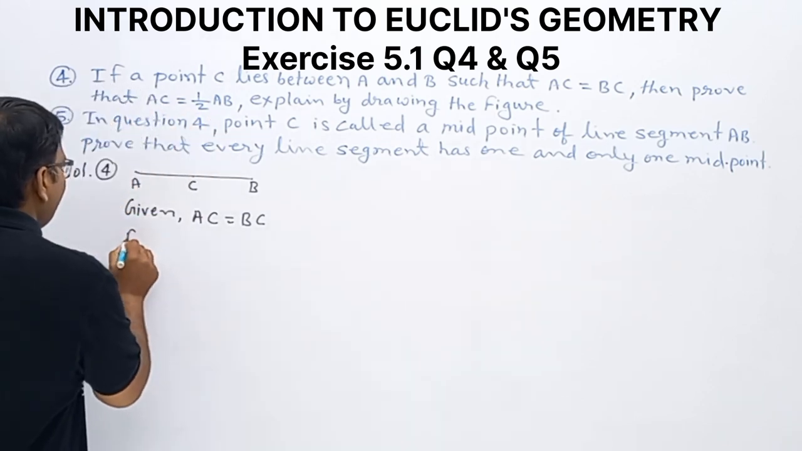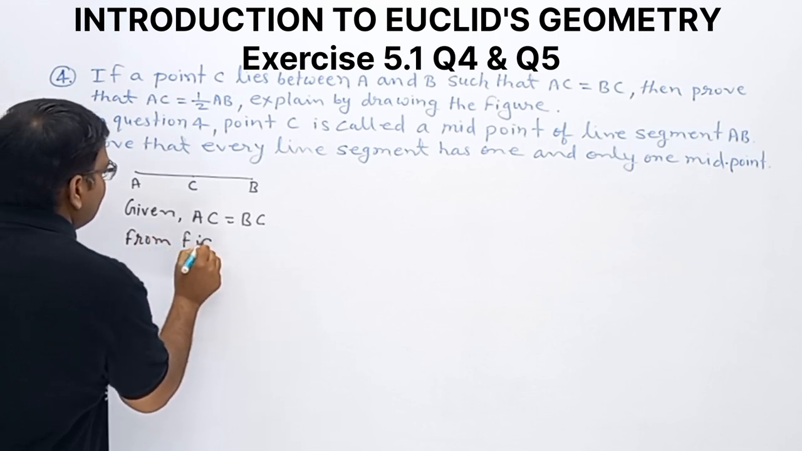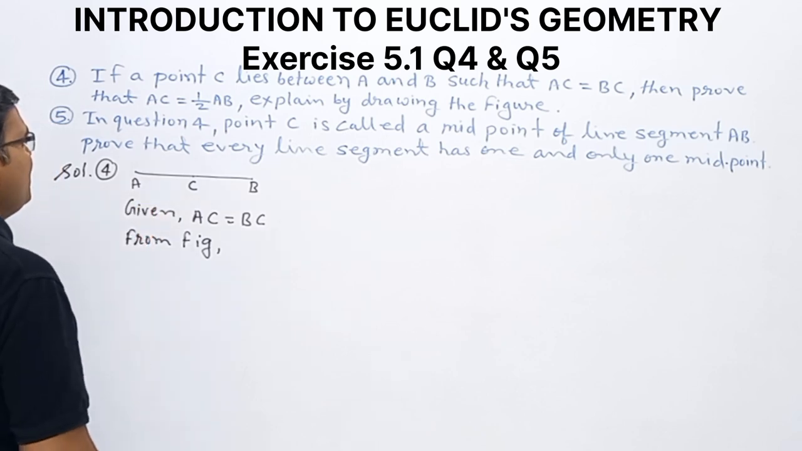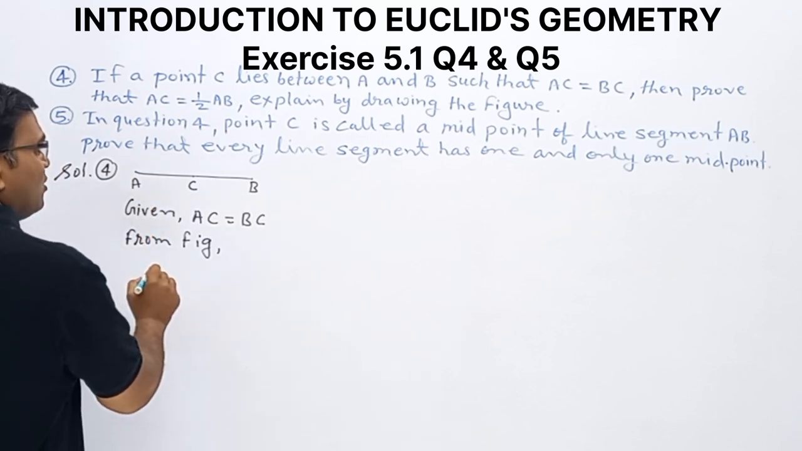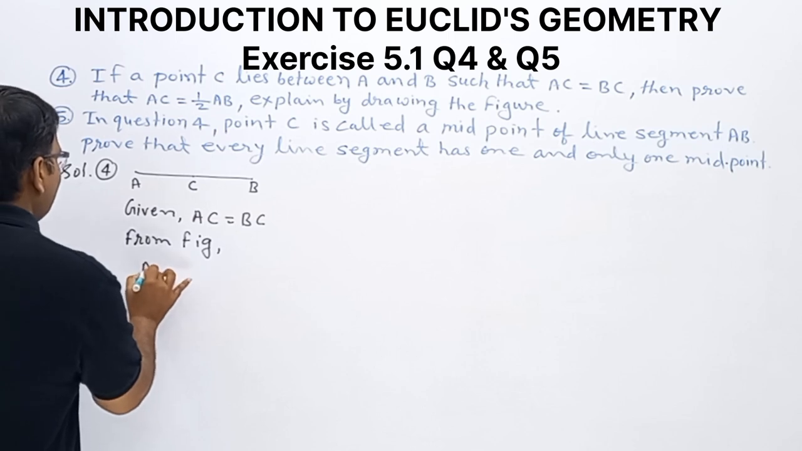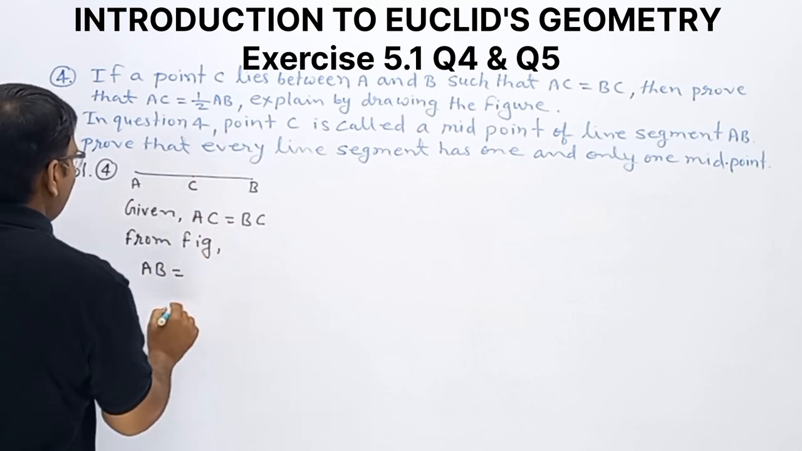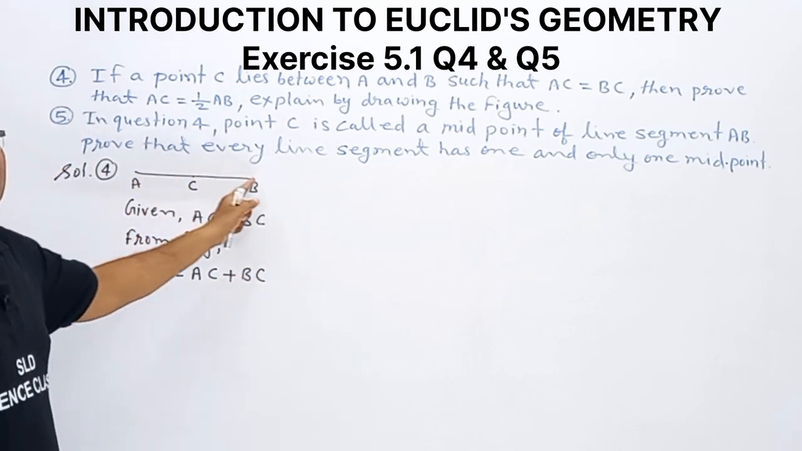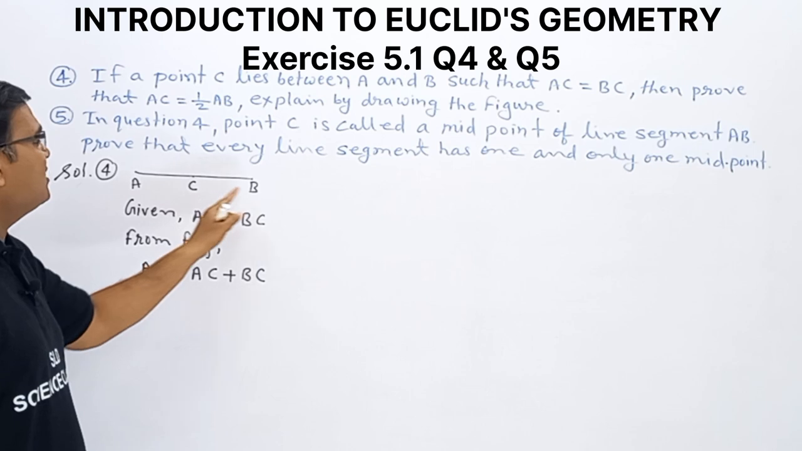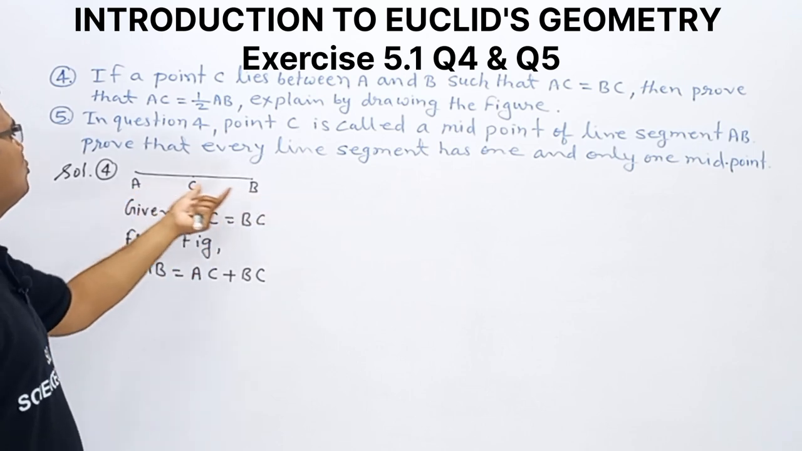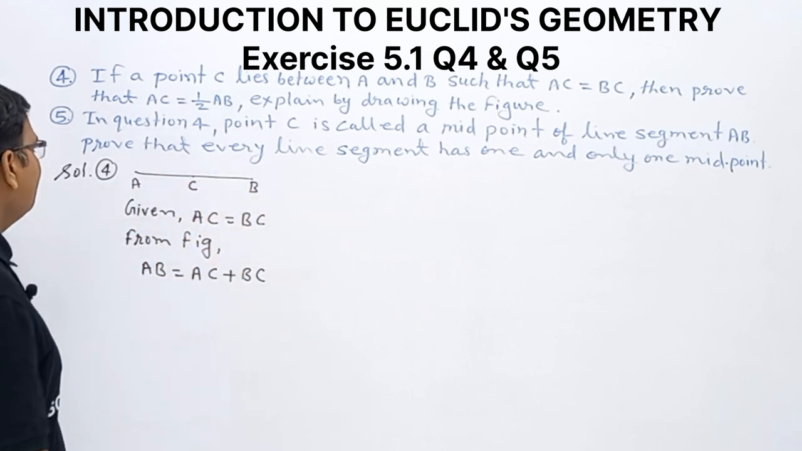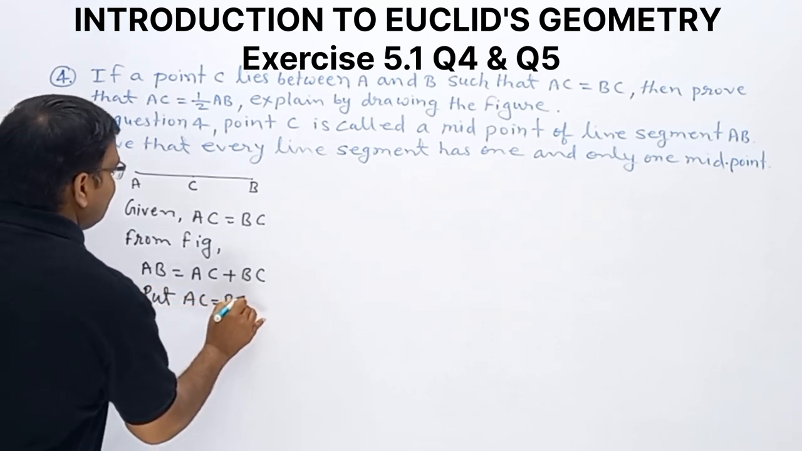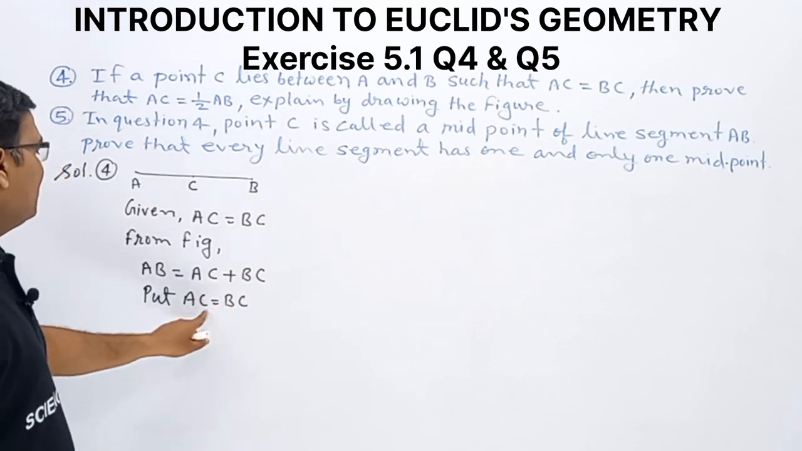So what we can say from the figure? From the figure we can say AB can be written as AC plus BC. No doubt, this AB will be equal to AC plus BC. It has two parts and the sum of both will be AB. Now put AC equal to BC. This is given in the question.